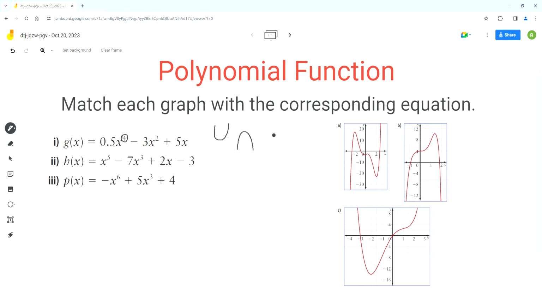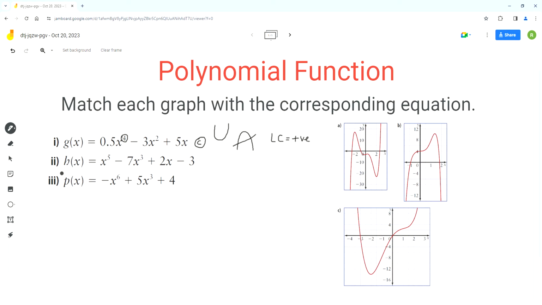Now the sign of the leading coefficient in this equation is positive because the leading coefficient is 0.5. That means the graph should start and end above the x-axis. So this should be the behavior of the graph, not this. So now we have to identify which of these graphs have that behavior, and it's graph C because the graph starts from above the x-axis, it comes down from quadrant 2, turns around a couple of times and then goes back up in quadrant 1. So that's why the answer for the first equation should be graph C.